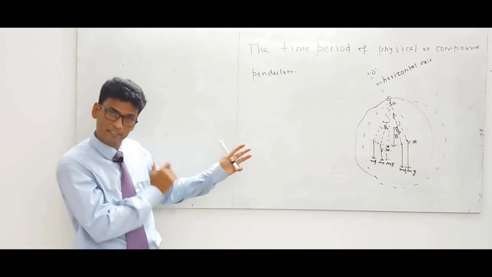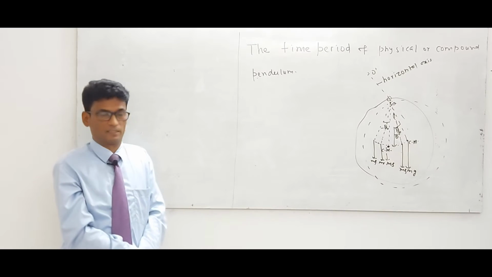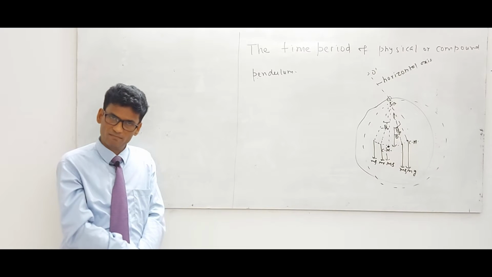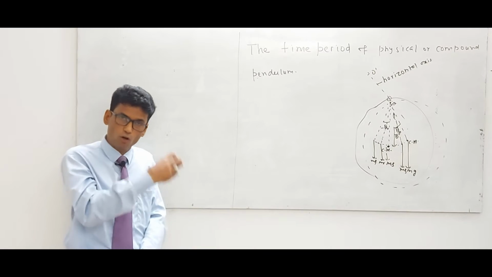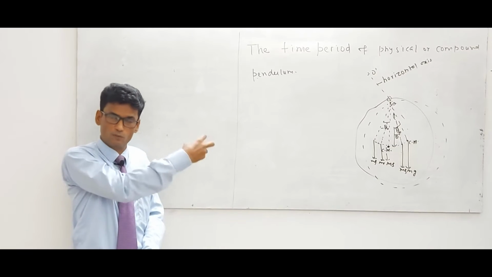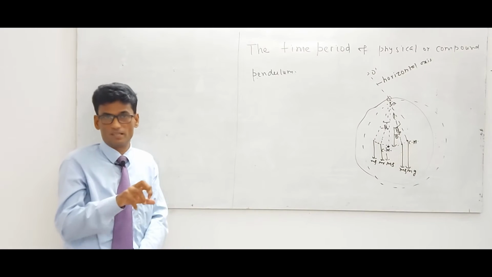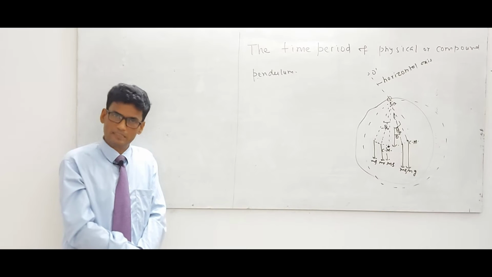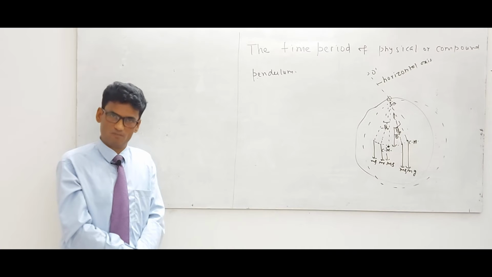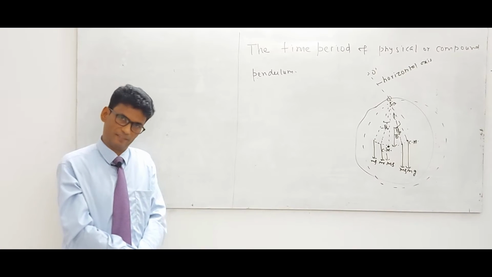Another force is the force of gravity. Of course, there is a force. But we are going to take here the torque of all these forces. So the torque of all these forces acting at the point of suspension turns out to be zero. Why zero? Because the lever arm or moment arm is zero. So we are left with only the force of gravity.